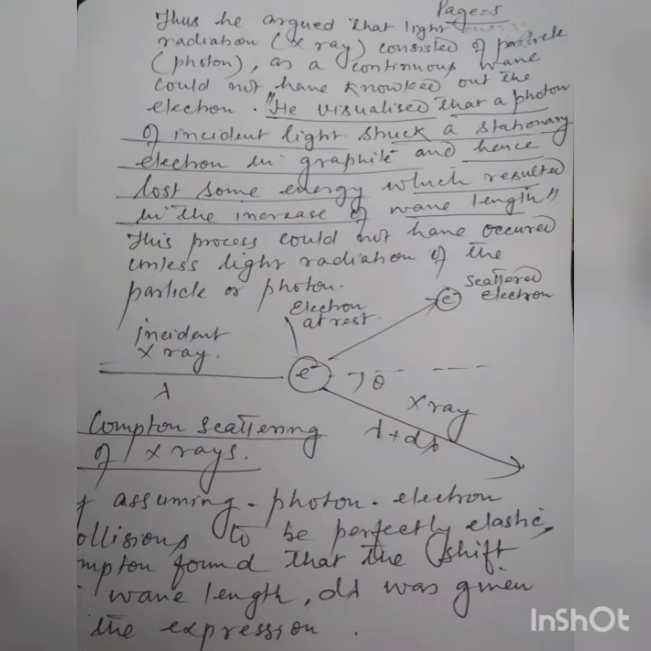He visualized that a photon of incident light struck a stationary electron in graphite and hence lost some energy, which resulted in the increase of wavelength. This process could not have occurred unless light radiation consists of particles, photons.